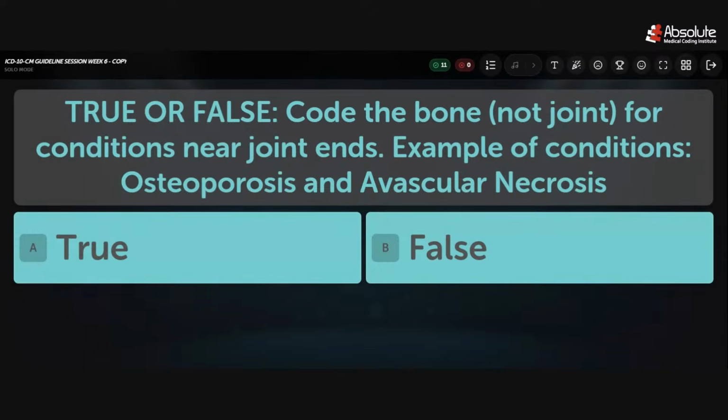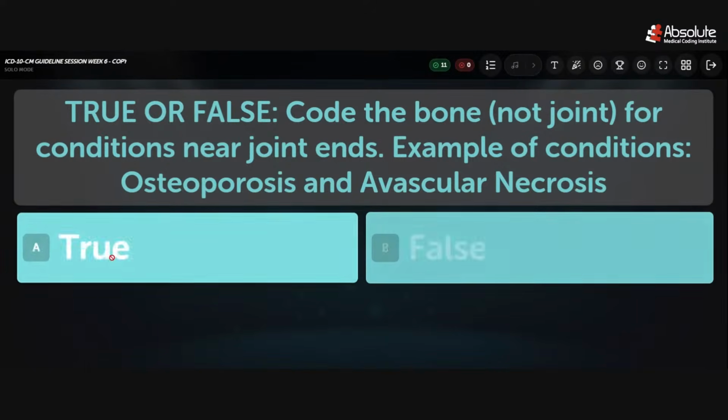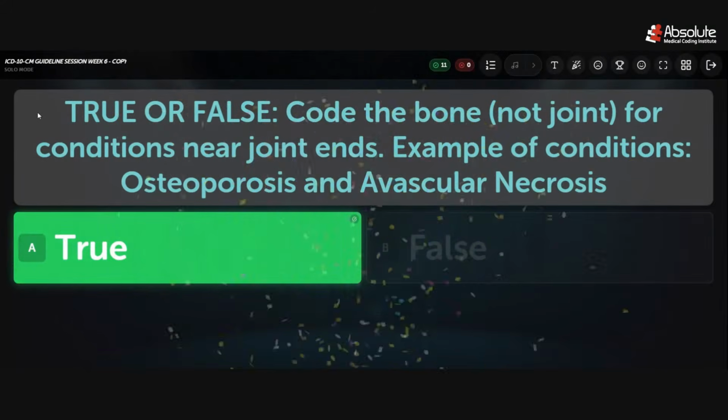All right, time is up. So this statement is going to be true. So an example of a situation where this would be coded: if a patient is diagnosed with avascular necrosis at the end of the femur near the knee joint, although the affected area is near the joint, the code should be assigned to the bone. So that would just be an example of something that you would refer to the guideline for. Hopefully that made sense. Again, I will reference the exact guideline where it says this, but this statement is going to be true. So outstanding if you got that one right.